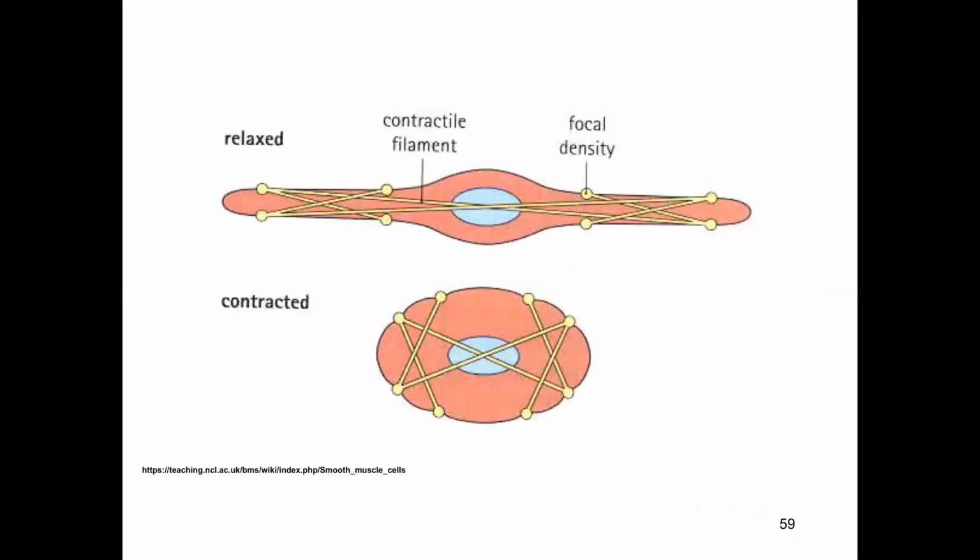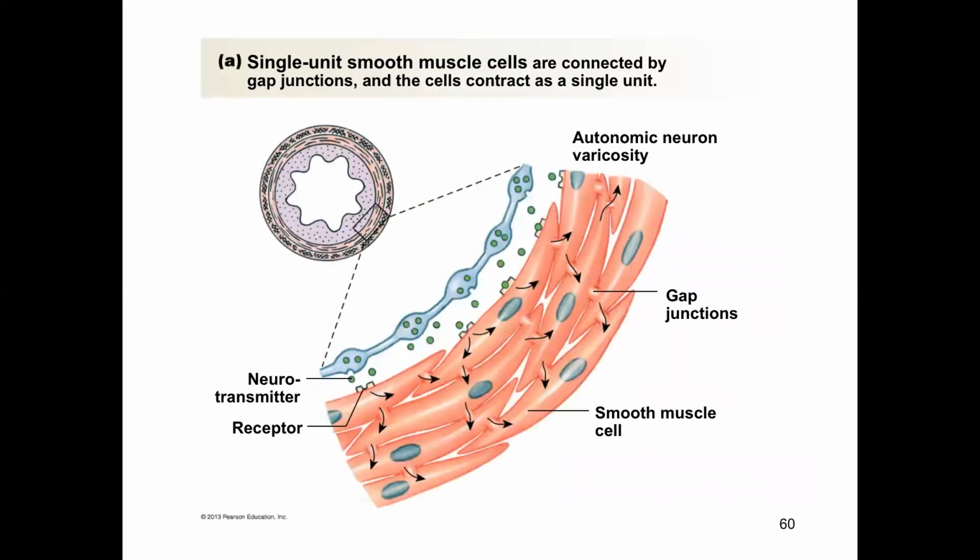So here you can see a relaxed versus a contracted cell. It contracts in 3 dimensions, all right? So when I was talking about the number of motor units, you can have single unit smooth muscles, which are going to be connected using gap junctions. So this is where you want them all to contract together.